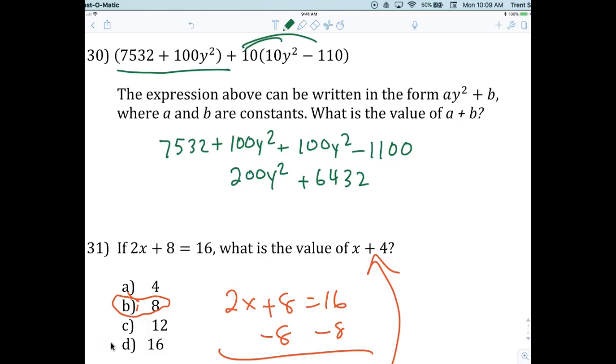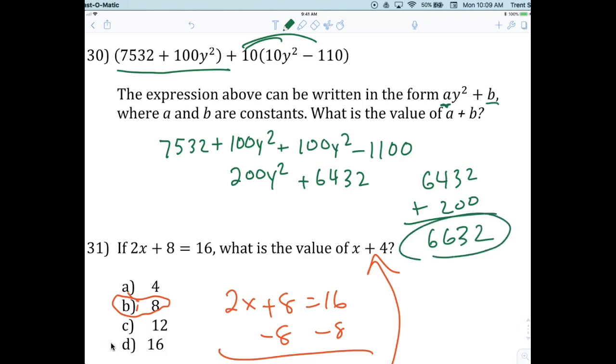The question says A is the number in front of the y squared, B is the constant. What am I supposed to do with those? Add them. So all you're doing is going 6432 plus 200, which is 6632. So following directions is kind of important. Any questions with that? So let's continue on.